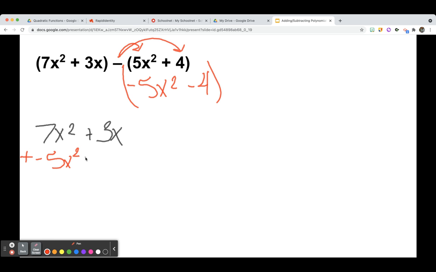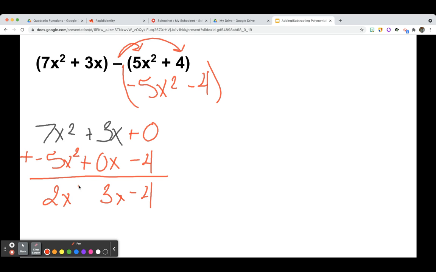Okay, now I'm going to skip a place because there's technically 0x in this next one, and then put on the subtract 4. And here's why, just be very careful not to line those up. Technically, there's nothing out here. So 0 plus negative 4 is negative 4. 3 plus 0x is 3x. And then 7 plus a negative 5 is 2x squared, and then this was positive. So your final answer is there, and you are done with that problem.